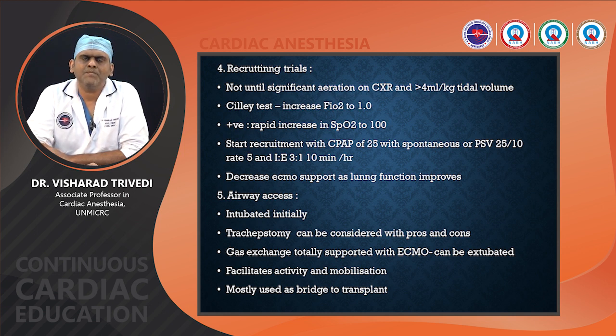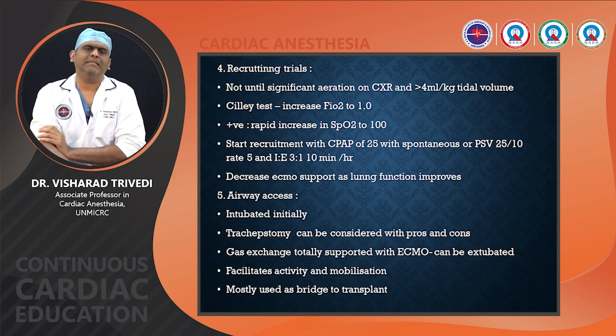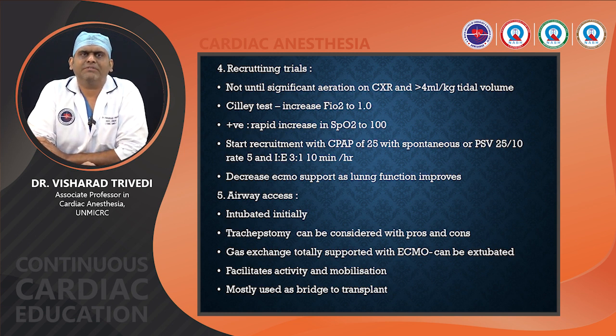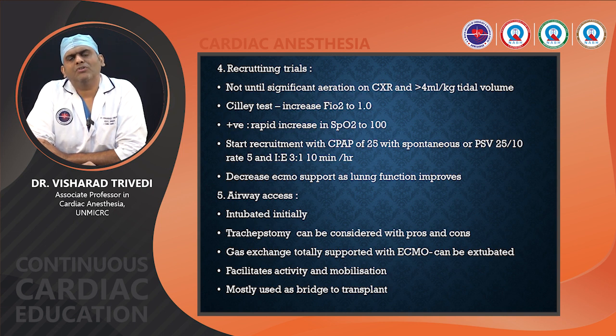If it is there, that means the lung is now taking part in gaseous exchange, and you can slowly and steadily wean the Veno Venous ECMO as well. So once the Seeley's test is positive, you can start your recruitment maneuver with a CPAP of 25, on spontaneous or pressure support ventilation of 25 inspiratory pressure with 10 PEEP, and an inspiratory expiratory ratio of 3:1, that is inverse ratio ventilation, for 10 minutes per hour. You can decrease the ECMO support as the lung function improves.